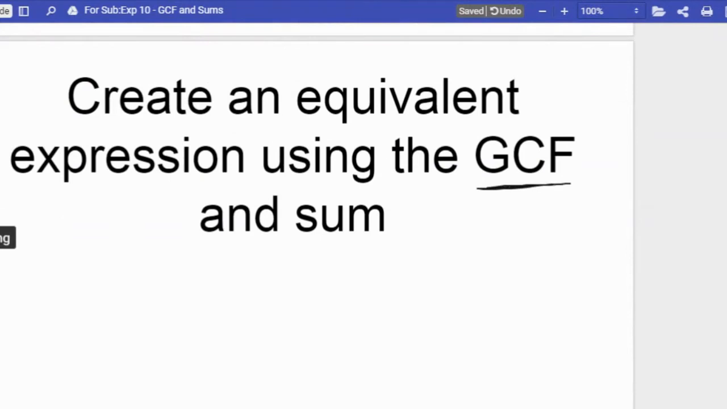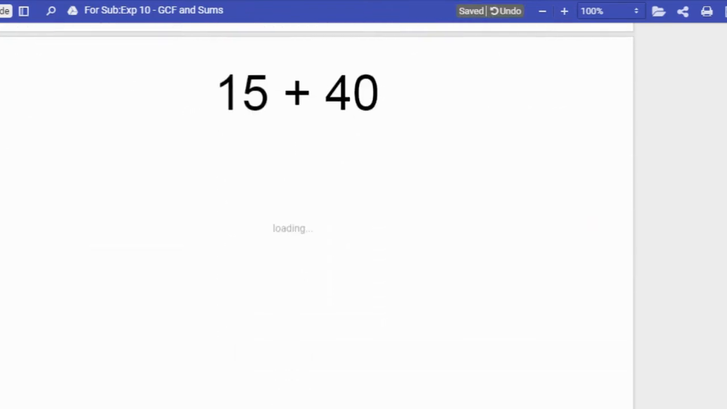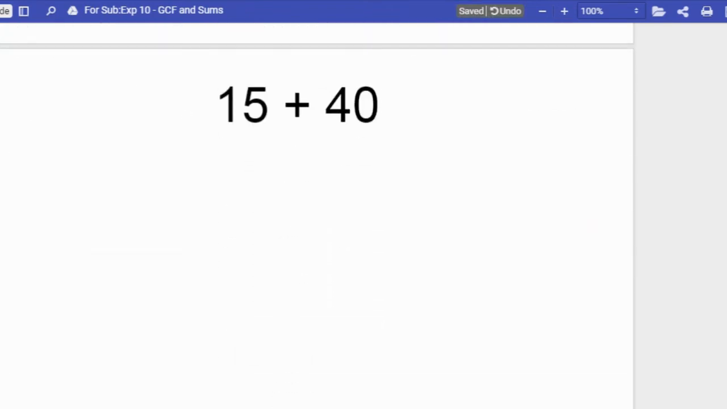Okay? All right. So those two skills, greatest common factor and that distributive property, are going to help us with our assignment today. So the directions say create an equivalent expression using the greatest common factor and sum. So every expression will have the greatest common factor and a sum, which we know sum means addition.